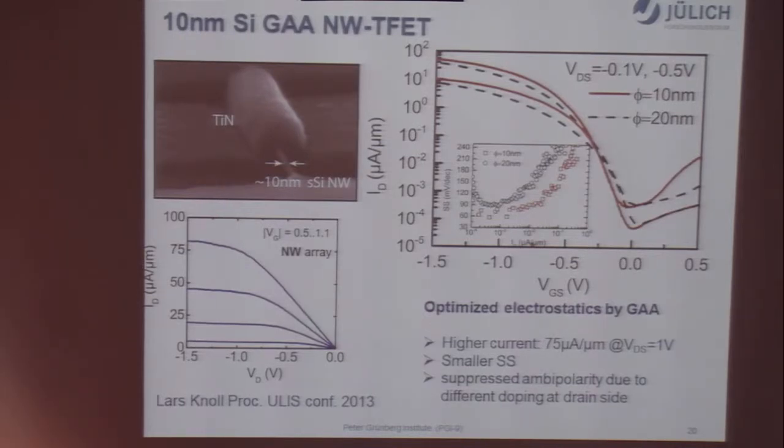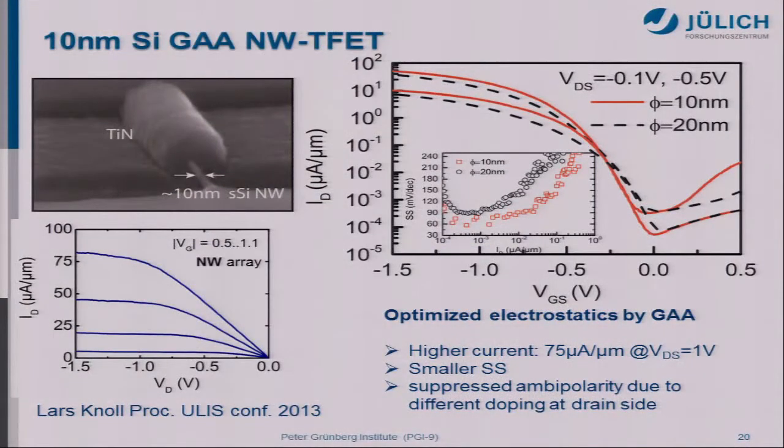Its diameter is less than 10 nanometers, something around 8 nanometers. Here it is already silicided. If you compare these two nanowire transistors, one with 10 nanometers and one with 20 nanometers, you see this smaller nanowire transistor shows high on-current and smaller subthreshold swing. You see here the comparison of the subthreshold swing, with the red one for the 10 nanometer and the black one for the 20 nanometers.